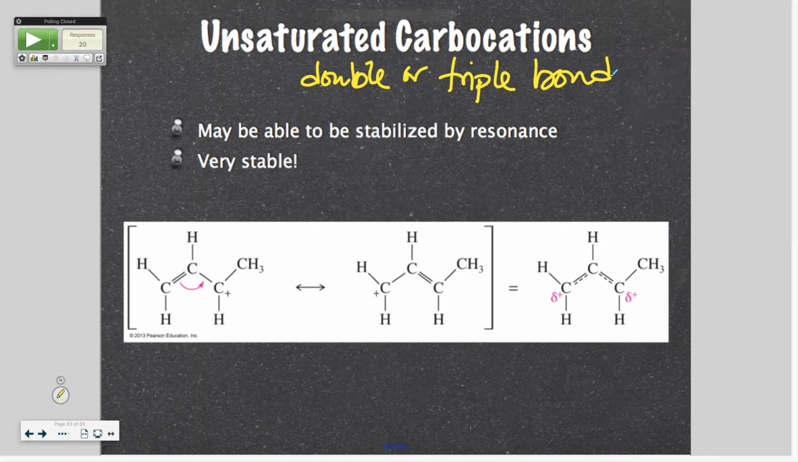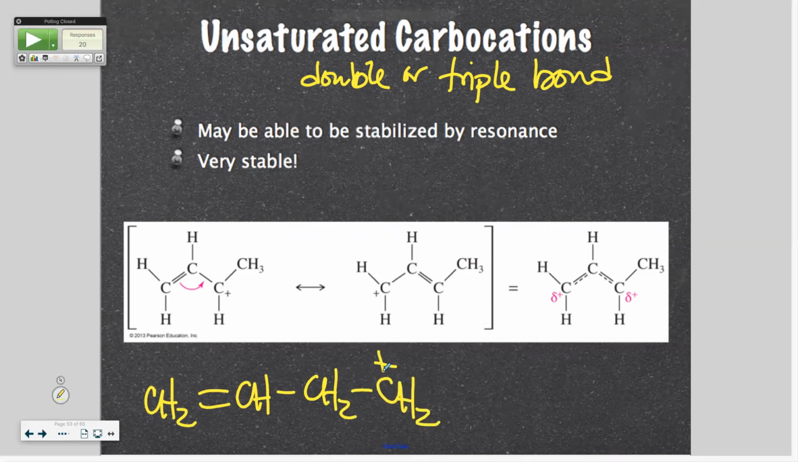Okay, that double or triple bond has to be next door to the carbon that has the plus on it. So if you had, for example, that carbocation, see a problem? We can't stabilize that one by resonance because it's too far away. You have to be right next door so you can do resonance.